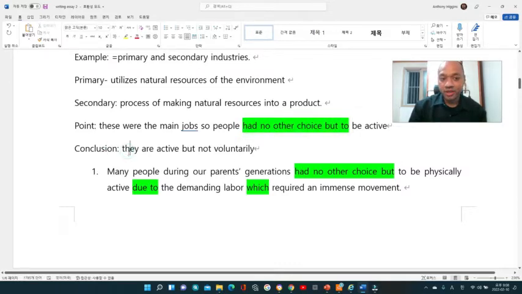And the conclusion, when I say conclusion, I'm talking about the conclusion of this body paragraph, will be: they are active, but not voluntarily.